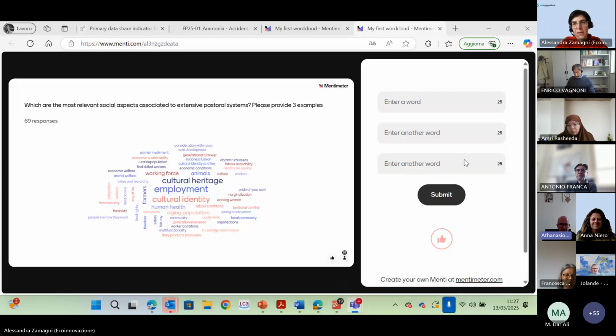Just a quick general comment about this second question and the responses that we received. I can see that for some of the respondents, animals was one of the most relevant social aspects associated to extensive pastoral systems. And in fact, in the beginning of the voting, the relative size of animals was much bigger than it is currently.